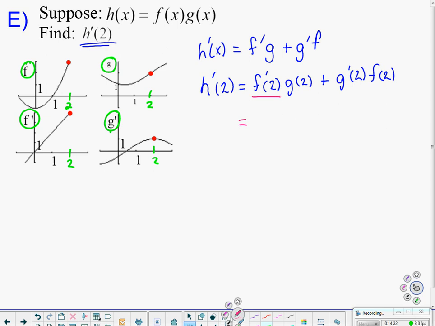F prime of 2. Go find my F prime graph, evaluate it at 2. Oh boy, I got to count 1, 2, 3, 4. I would say that's at a height of 4. I think this location is 2, 4. So what does that mean? That means F prime of 2 equals 4. So this is going to get substituted with its value. If you want, you could even say substitute using values from the graph.